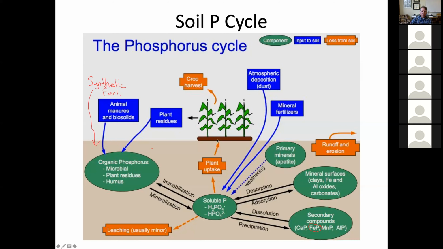Okay, so one of the things to think about is that in order to produce this organic phosphorus, we need to decay material. So this consumes oxygen.